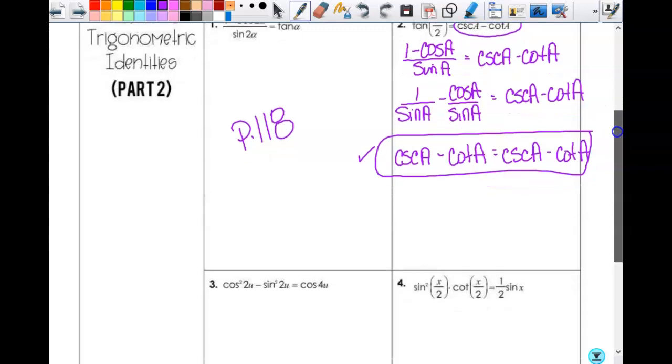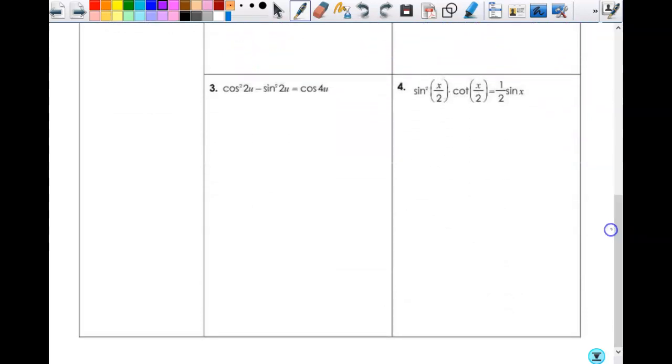So let's look at number 3. I think we could agree we want to work with the left-hand side. Yes, so this will be our goal. We do have double angle identities, but these are squared. So I don't know that I want to necessarily go with the double angle there with the squared in it. But I do have power reducing identities. Look at those down there.